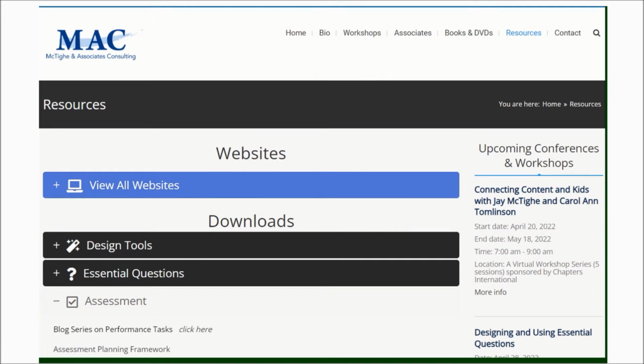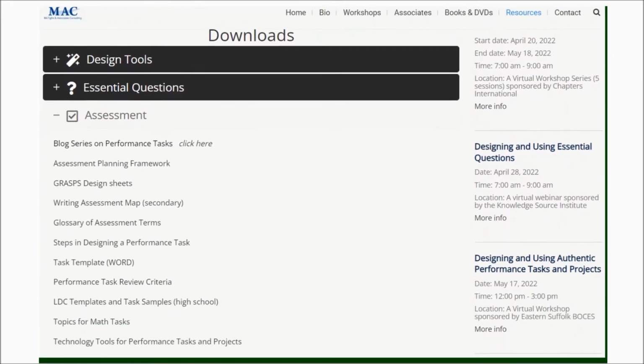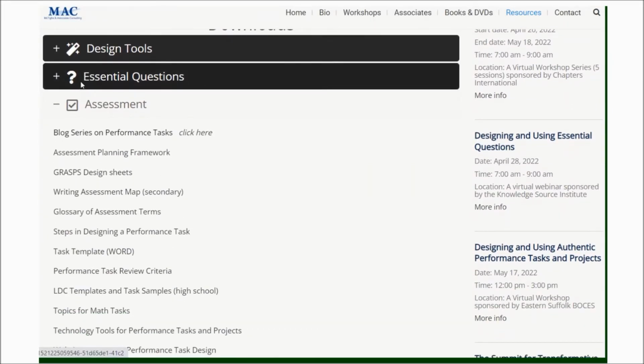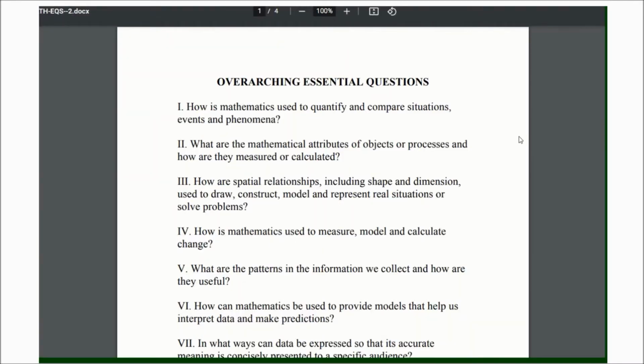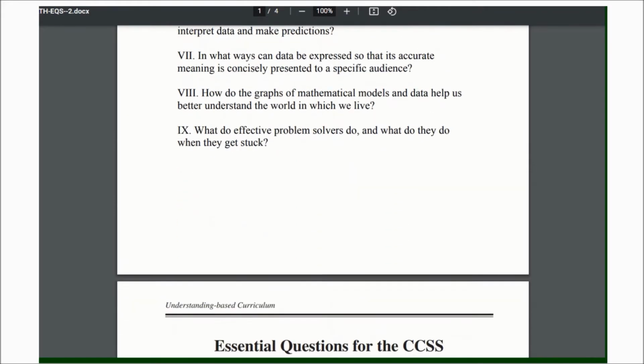So at this point, I want to show you the website where I get my essential questions. This site has so many other tools, but for today, I want to show you the essential questions. We click right here for math, and you see all these essential questions I can use depending on what subject I'm trying to teach.